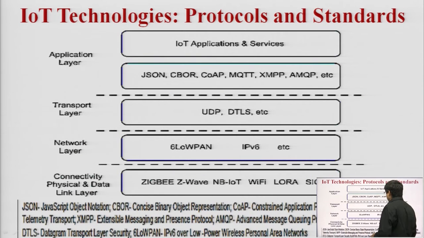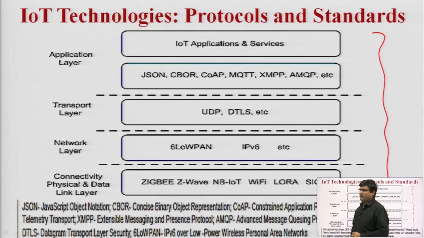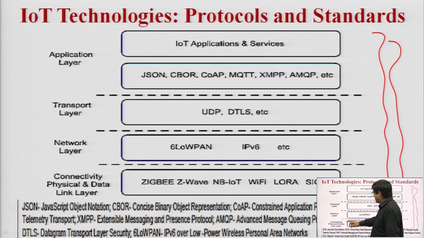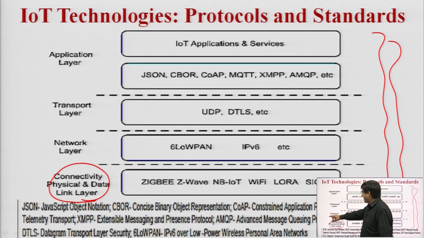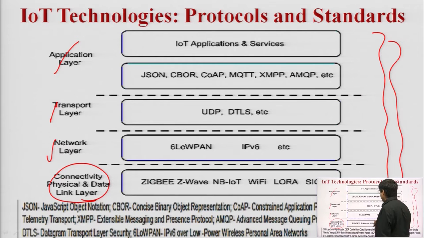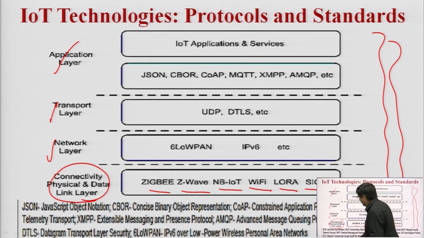In this slide, we have categorized all the wireless technologies into particular layers. In the previous lecture, we saw that IoT architecture can have 3, 4, 5, 6 or 7 layers. Here I am taking the 4-layer example. The first layer is the physical and data link layer, followed by the network layer, transport layer and application layer. Wireless technologies like Zigbee, Z-Wave, NB-IoT, Wi-Fi, LoRaWAN and Sigfox all lie in the data link layer, because the physical and data link layers are merged here.